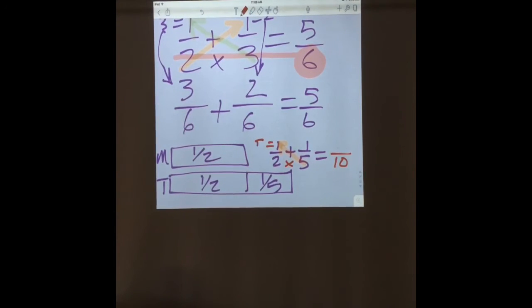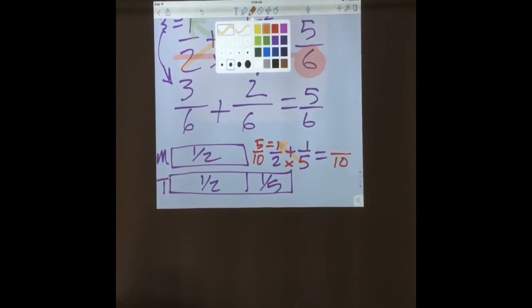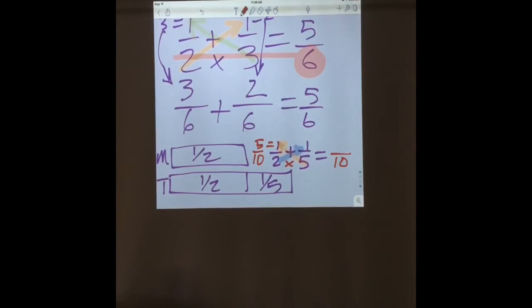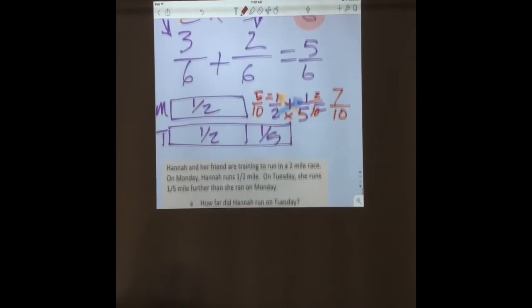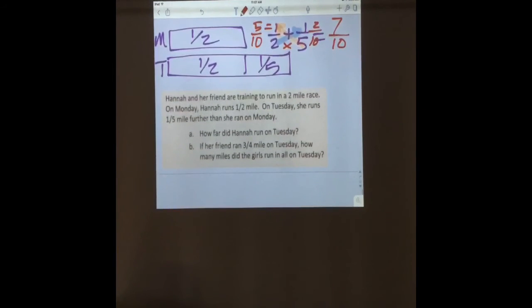So this is going to be 5 over 10, right? Is that correct? Yes. And then we're going to cross multiply which way? Right, from the 2 to the 1, right? And that's going to give us a 2 over 10. So what's our answer going to be? 7 over 10. Bada boom, bada bing. That was that fast. So our answer for A is 7/10 of a mile, right?